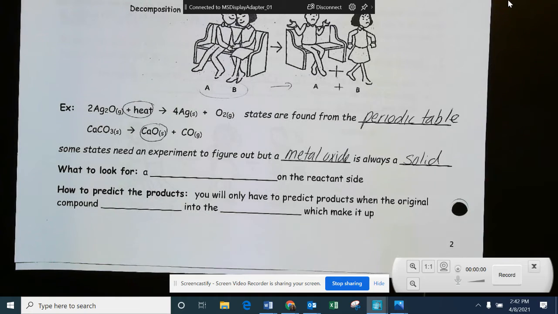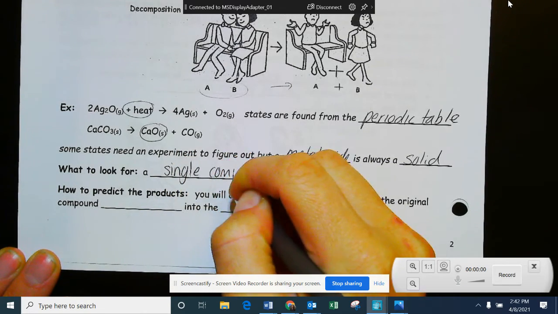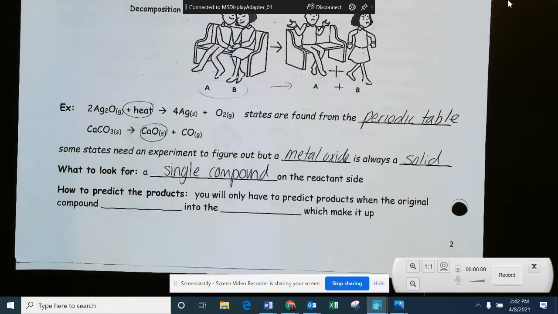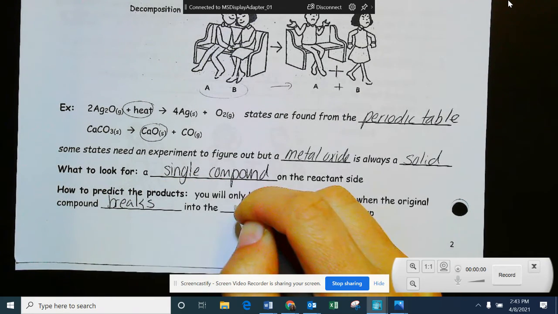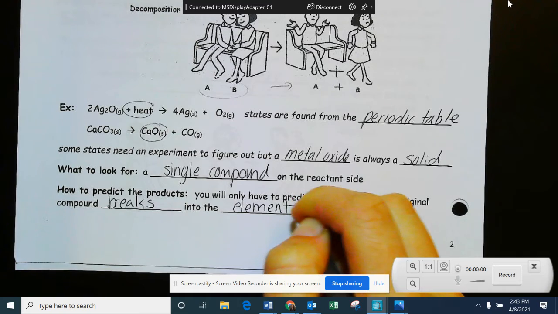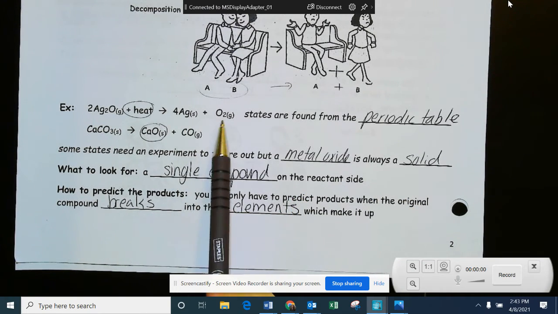Okay. So what to look for? We're looking for a single compound on the reactant side, and then you're going to be like, that's a decomposition reaction. Good stuff. You're predicting the products by going, okay, this compound is just going to break into the elements which make it up. So silver oxide is just breaking down into silver and oxygen. Calcium carbonate is just breaking down into calcium oxide and carbon monoxide.